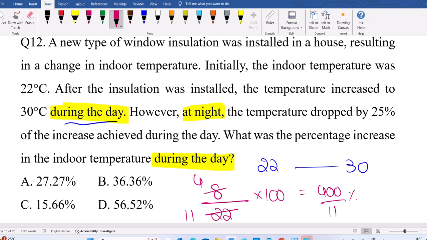11 times 40 is 440, 11 times 30 is 330, so it should be between 30 and 40. Only one option is there. 11 times 35 we know is 385, so you can see 36 point something will come. So option B. Options are there; there are no fill-in-the-blank questions on the CoCubes platform. All options will be available.